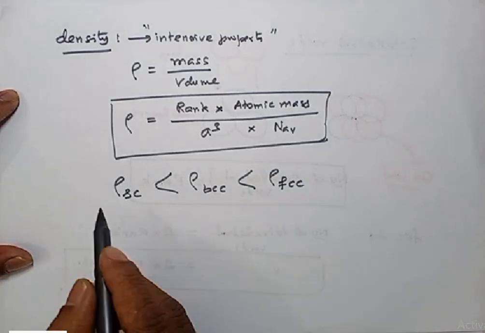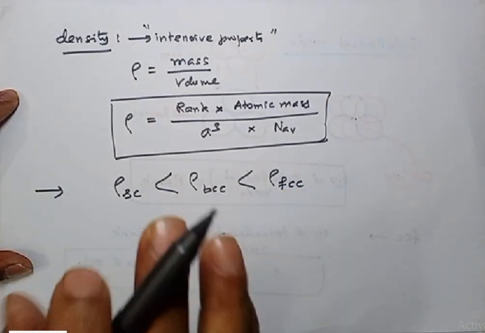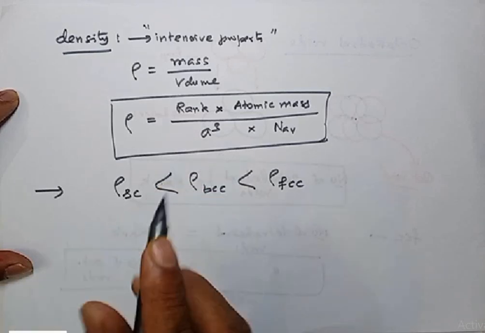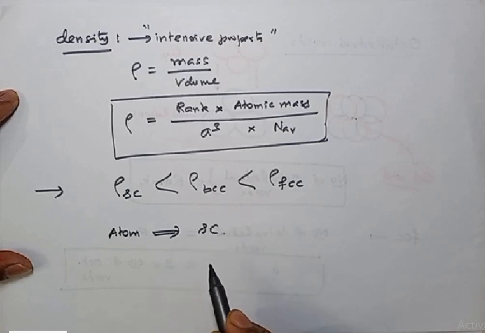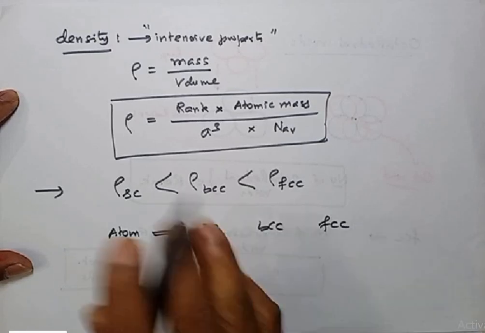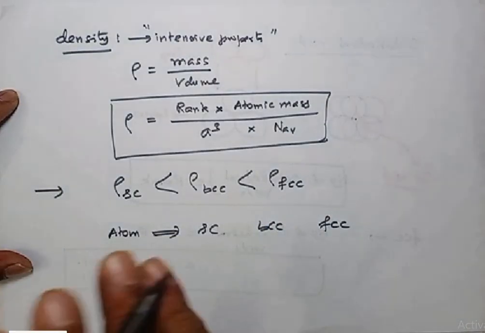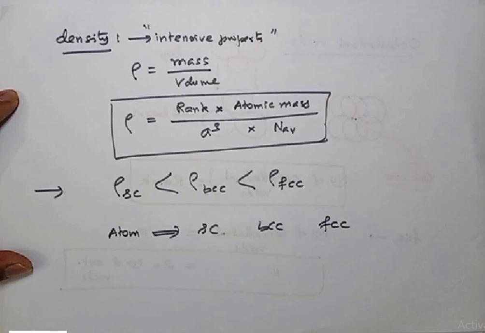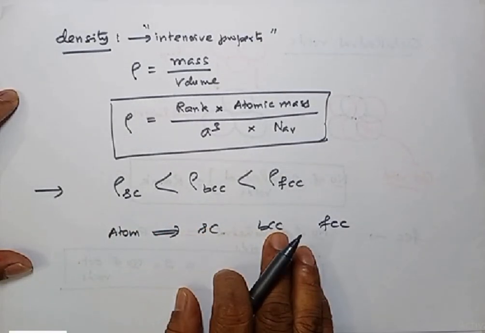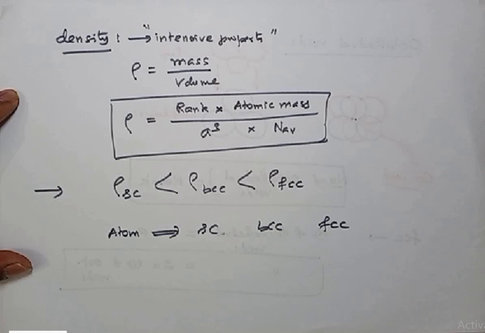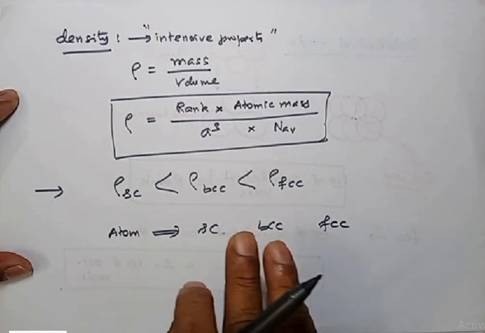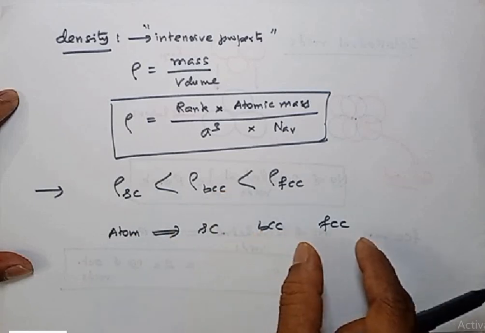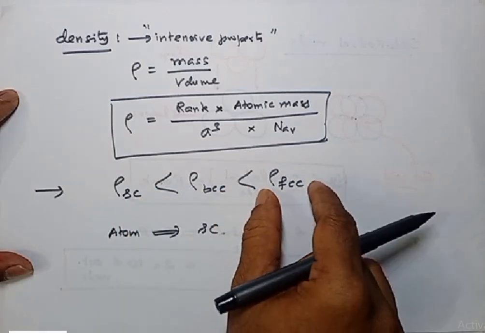This is a very important point. Suppose I take a particular atom, and assume that this atom forms simple cubic, BCC and FCC under different conditions. In this case, if you compare their density, even though the atoms are the same, the densities are not equal. Density depends on the crystal structure. So for FCC, density will be very high.